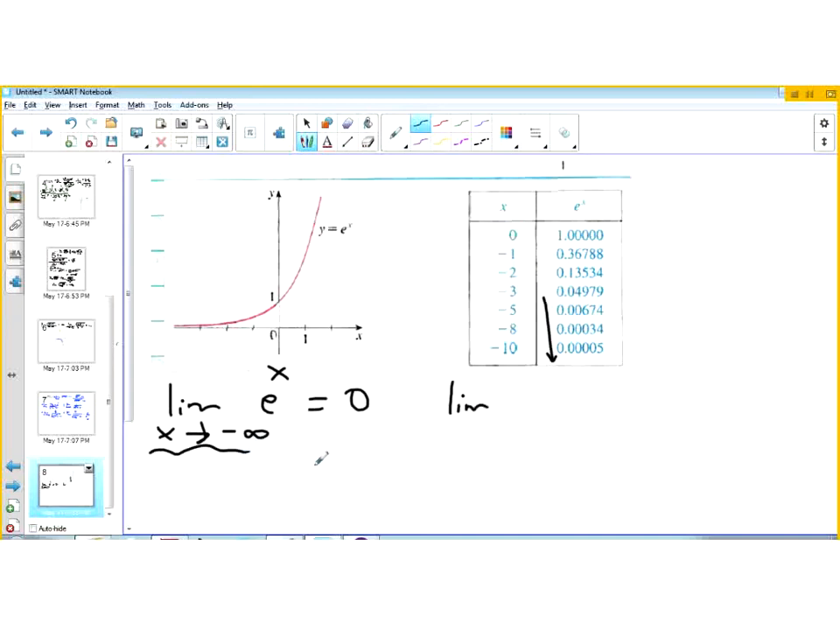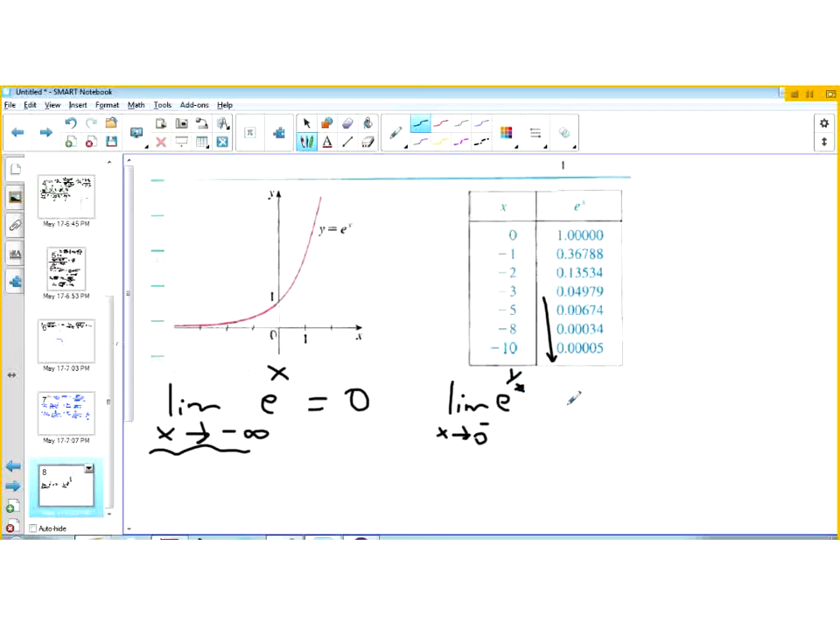I'm calling this piece right here the index of the limit. What if we were to say the limit as x approaches 0 from the left of e to the 1 over x? Obviously for this function x can't be 0. But what happens if we get closer and closer to 0 from the left for this function? Well, then we're using negative numbers.